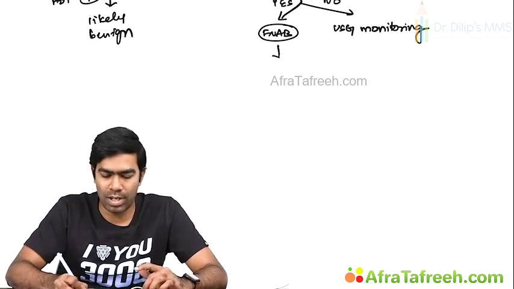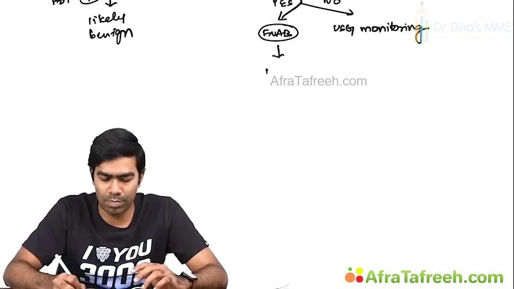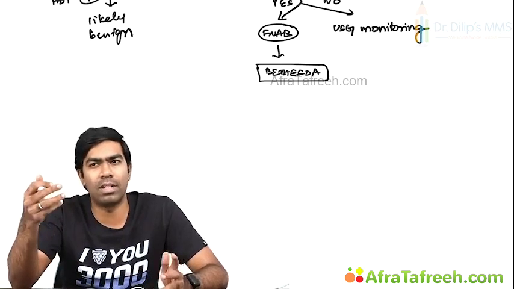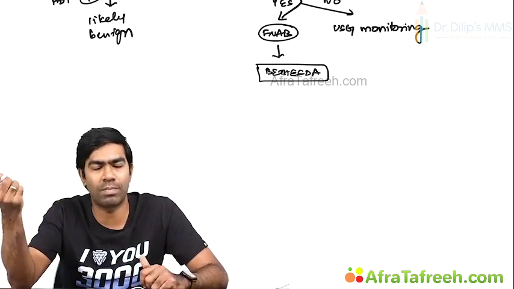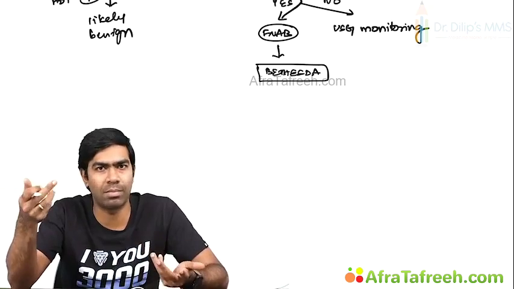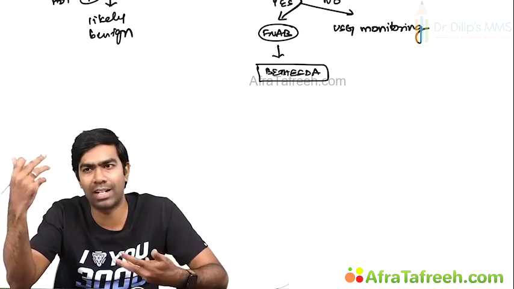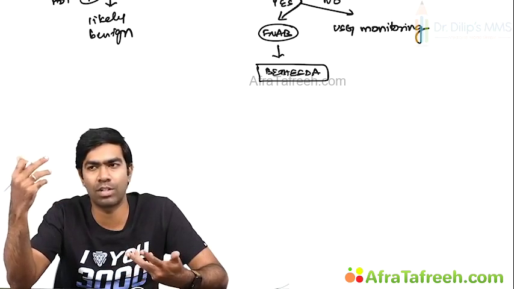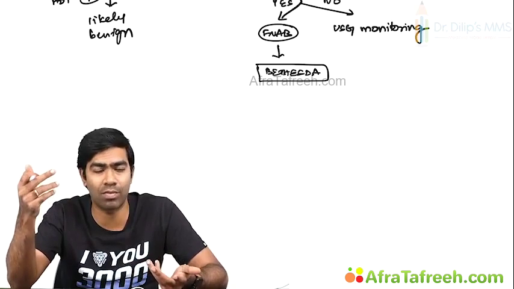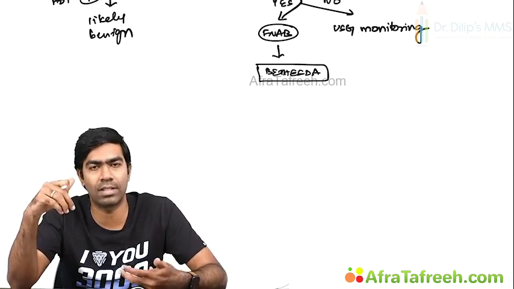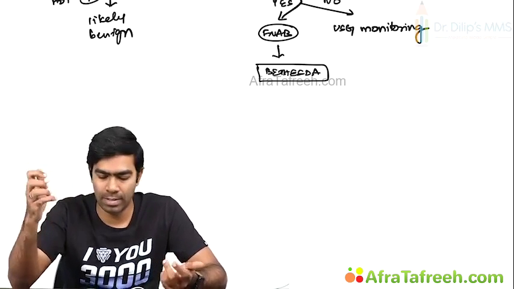So obviously your FNAB reports are going to come in the form of the Bethesda system, which we have discussed in detail. I'm just going to explain it verbally, where 1 means non-diagnostic, you have to repeat the FNA. 2 means it's a likely benign tumor, you can go for ultrasound follow-up itself. 3 is atypia of undetermined significance or follicular lesion of undetermined significance. 4 is a definitive follicular neoplasm. 5 is a probably malignant lesion. And 6 is a definitive malignant lesion.